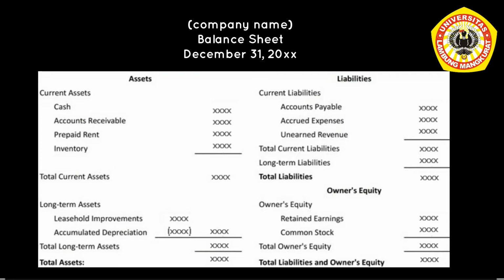For the owner's equity section, we have retained earnings and common stock. Then total up the owner's equity. Next, take the total of liabilities and owner's equity. And last, check whether it matches total assets.